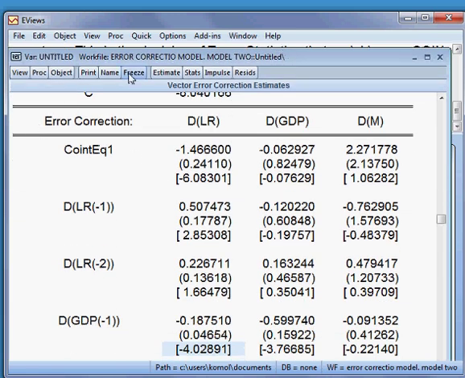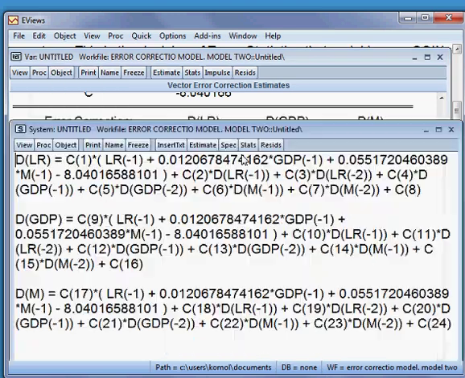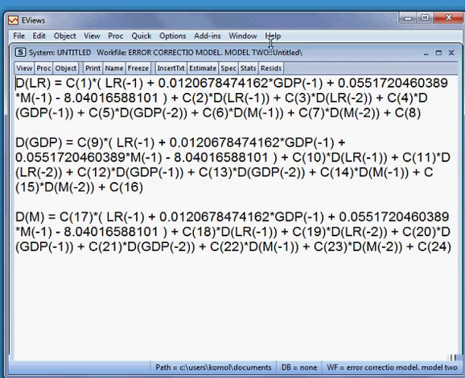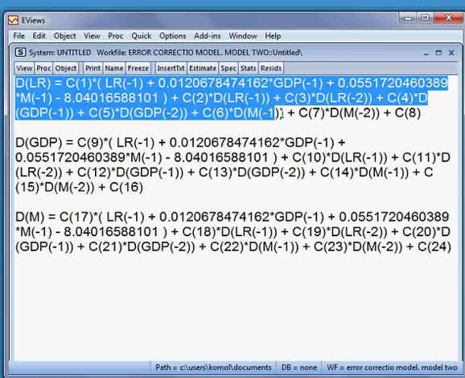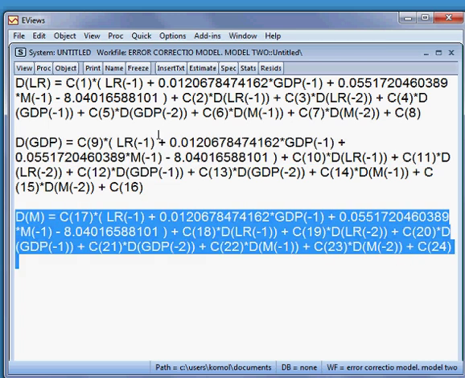Okay, so what I do, I go to Proc, then Make System, then Order by Variable, right? I get Order by Variable, then I press it. So the result has come up. So you can see there are three models. This is the first model, this is the second model, and this is the third model, right?